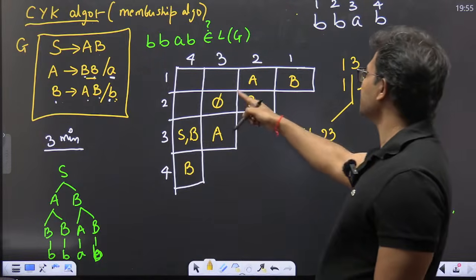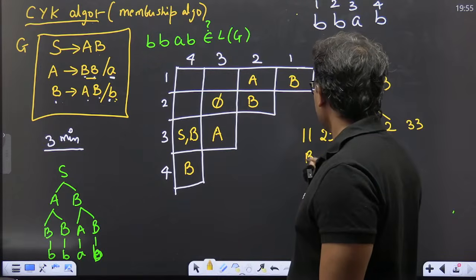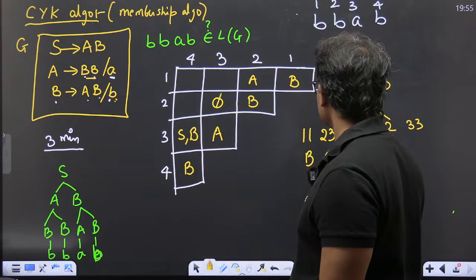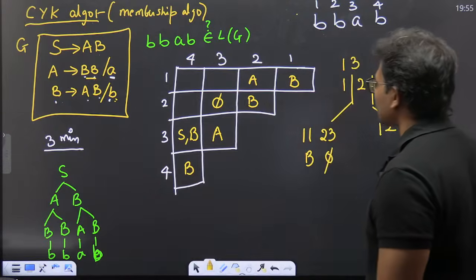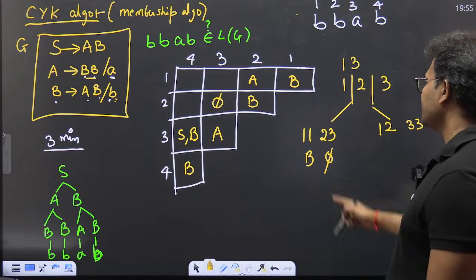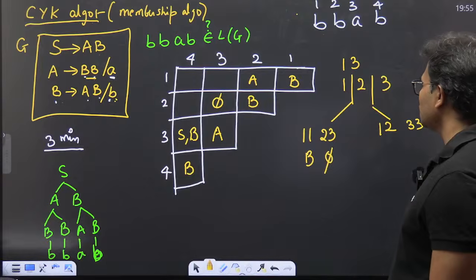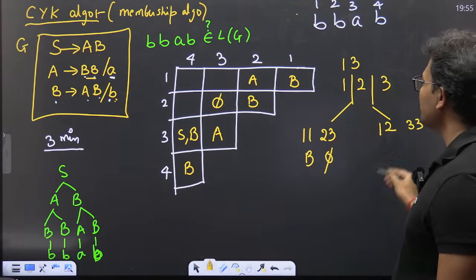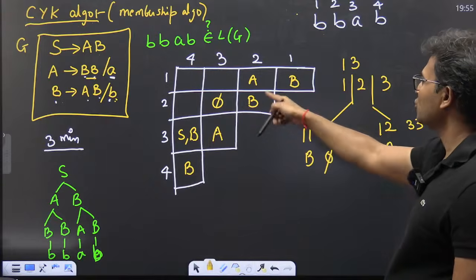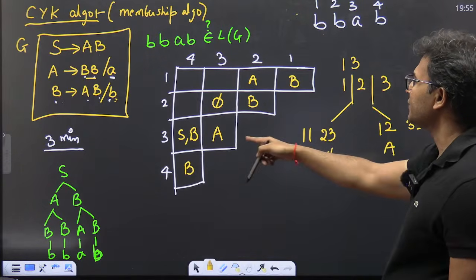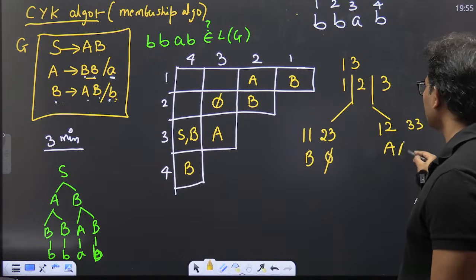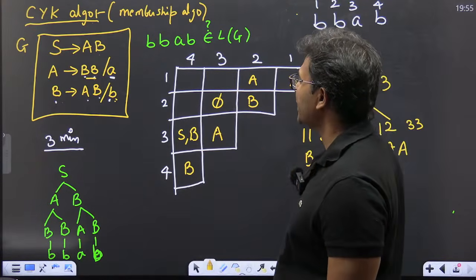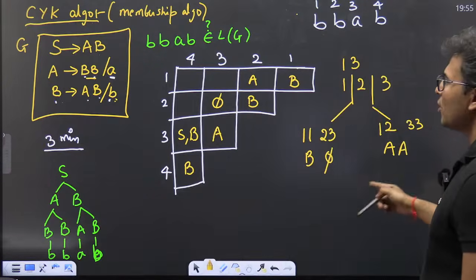1 1 is B. And what is 2 3? 2 3 is 5. Right? So since it is 5, the entire thing is going to be 5. Now what is 1 2? 1 2 is A. And what is 3 3? 3 3 is also A. So 1 2 is A and 3 3 is also A. Right? So we got A.